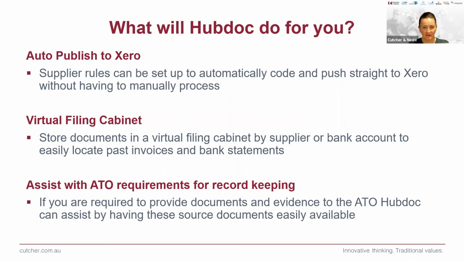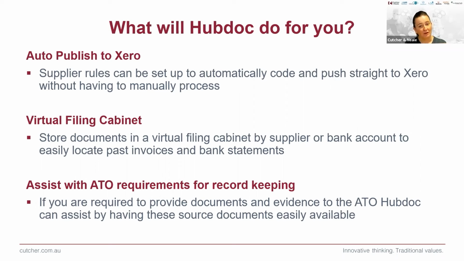You can auto publish to Xero as well. This is another game changer. Supplier rules can be set up, so when you automatically push a bill or a receipt into HubDoc, it can automatically code that with the rule you set up, and it can push it straight to Xero without you having to manually touch anything. If you have that auto sync feature switched on, it's going to do that straight away. So you don't have to touch anything. It's no manual work involved at all. With the virtual filing cabinet, you can store all your documents there.